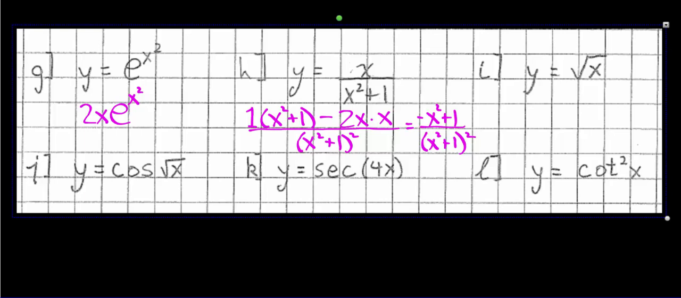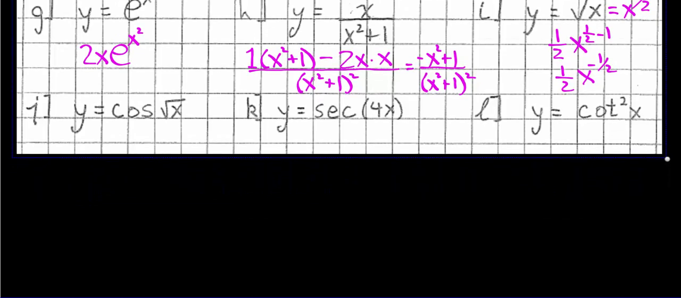Yeah, okay. This one over here, we view this as x to the 1/2, and then we use the power rule. And we get 1/2 x to the negative 1/2. Okay, on this one, we've got the chain rule again because the derivative of cosine is negative sine. But then we've got to multiply by the derivative of the square root of x, which is 1/2 x to the negative 1/2.